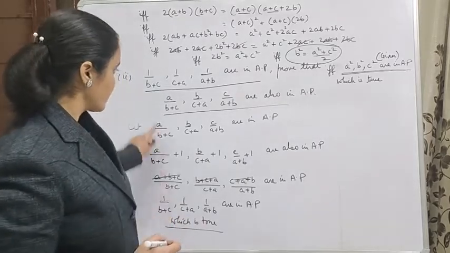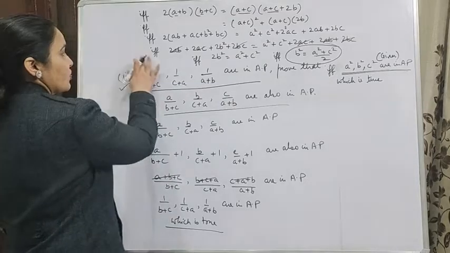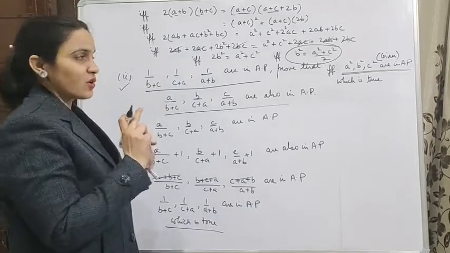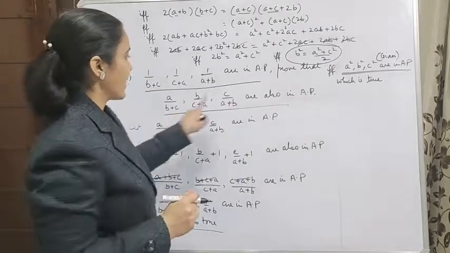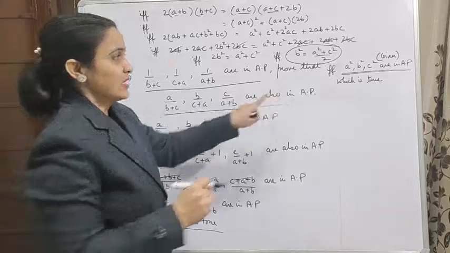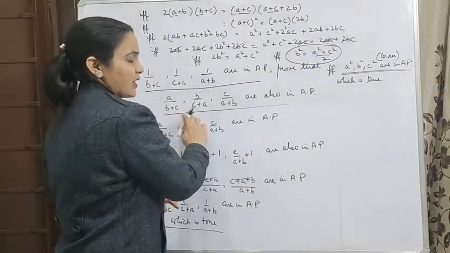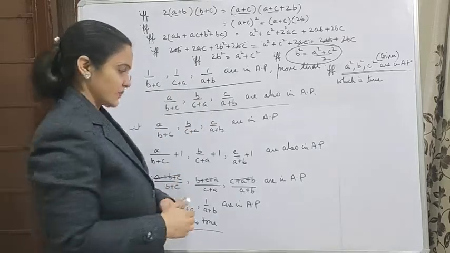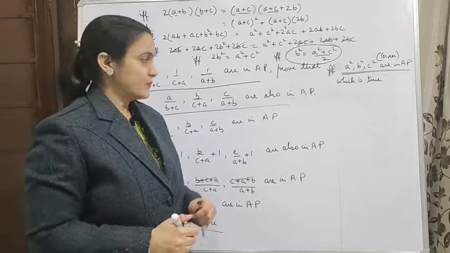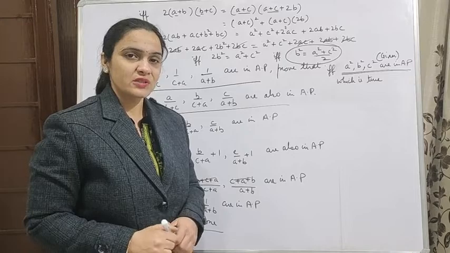Students, if you get this second part to prove as it is, then the question above will be: if a square, b square, c square are in AP, then prove that this is also in AP. Then you first have to prove this part, after that you will take up this part. Clear? So they both are interrelated. So that is all about some questions based on the series. So thank you for watching the video.